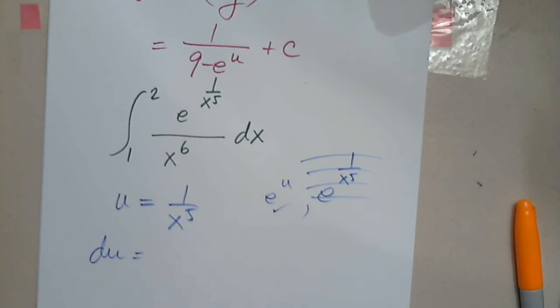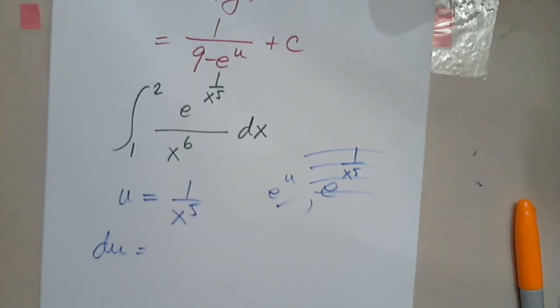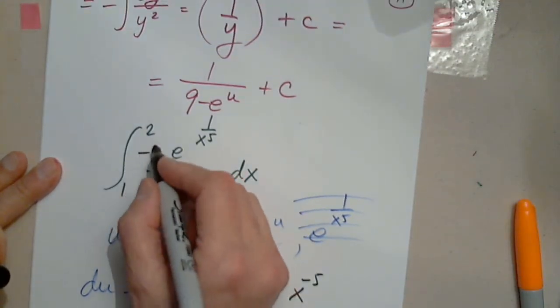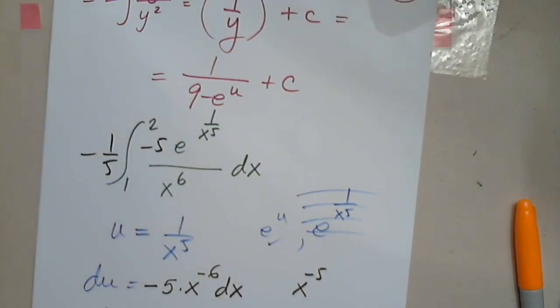So when I find the differential of this, what do I get? Remember, we should differentiate this. So 1 over x to the 6 dx. Careful. Negative 5 times x to the negative 6 times dx. So du equals negative 5 over x to the 6th dx. Who cares? Negative 5 is not a big deal. I multiply by negative 5, I divide by negative 5.